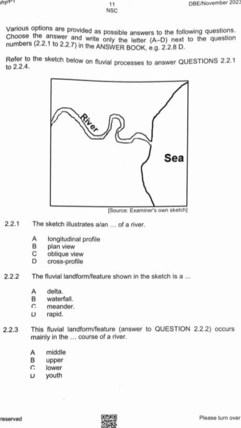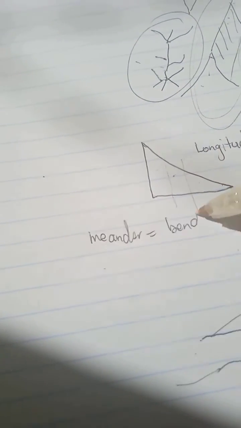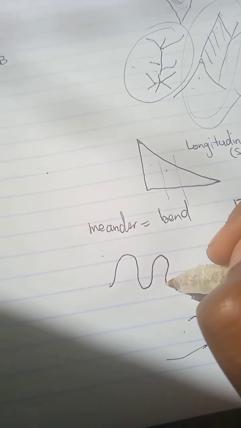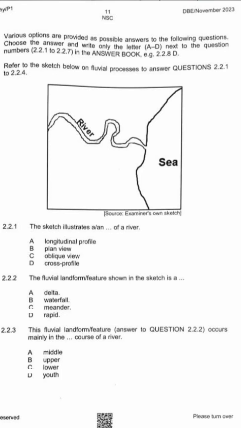B, a waterfall. No, we do not see a waterfall. C, a meander. Yes, we actually do see a meander. Remember, a meander is a bend in a river. When a river has those bends, we say that it is meandering, it's bending. And then D, a rapid. No, we don't see a rapid, so we have to go with C. Hope you did go with C as well. So for 2.2.2, we're going with C.